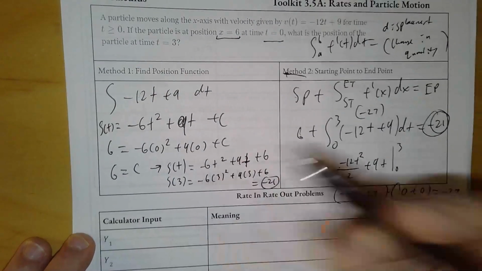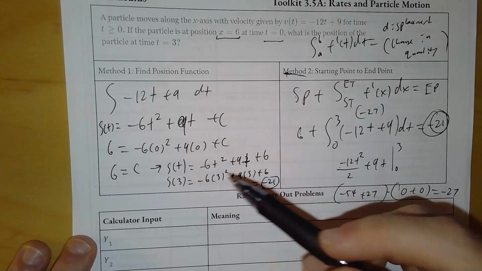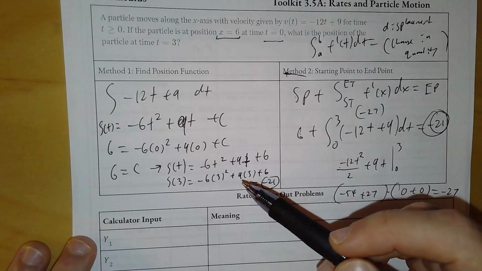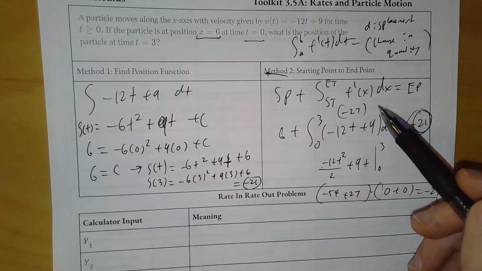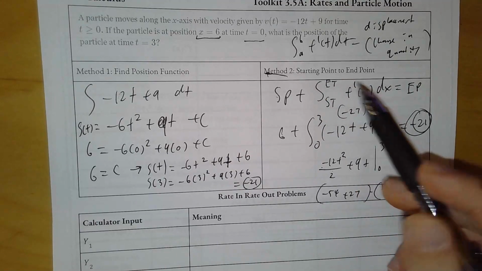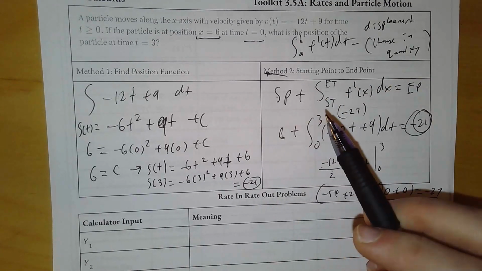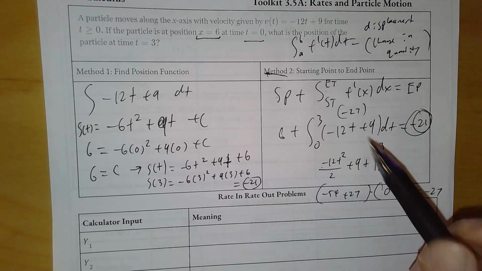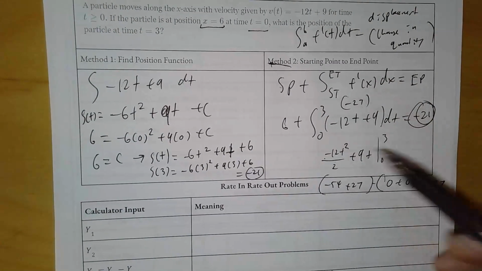So this is method 1. This is where you integrate, solve for the c, plug the c back in, and then plug in the time. Versus method 2, you have the starting point, and you get the definite integral of the rate to get your endpoint. Both are important, both you need to know. I think this one gets a little more use, especially in the calculator portion, because you have to use this method.